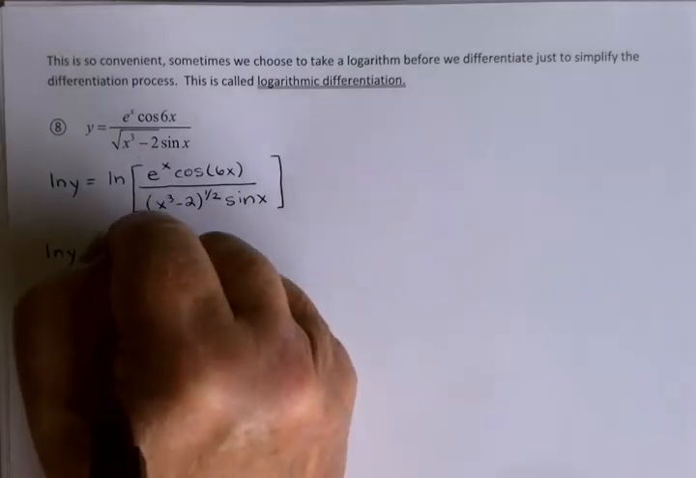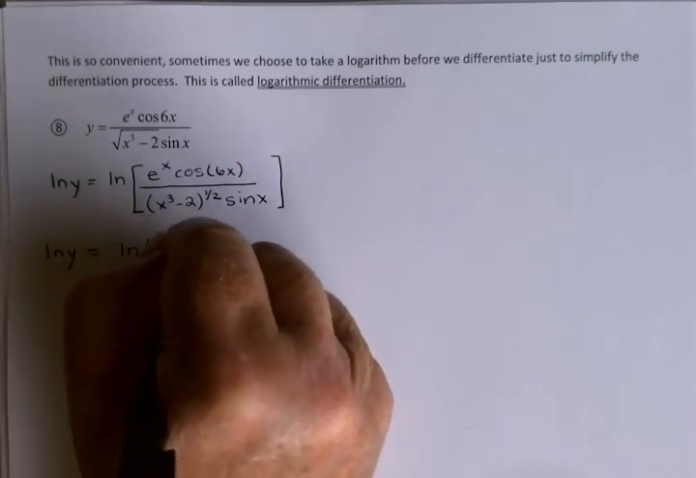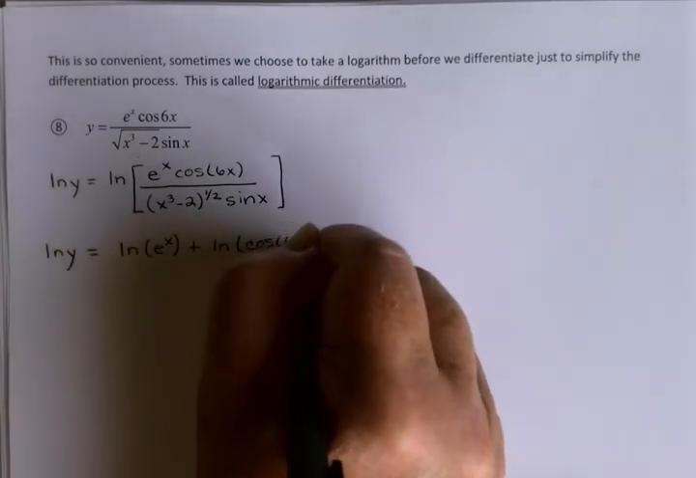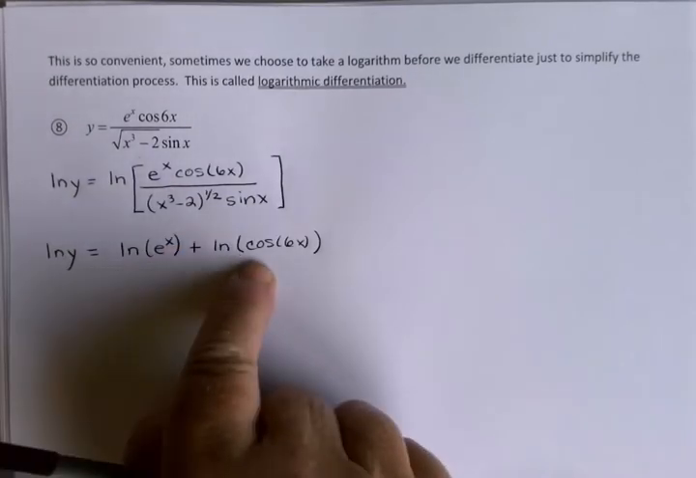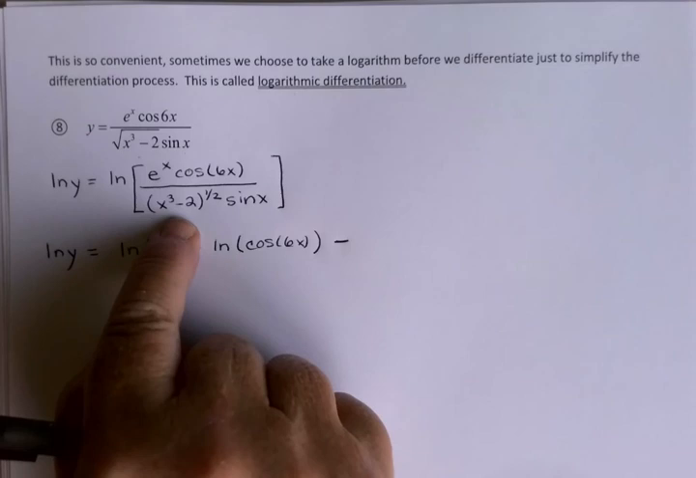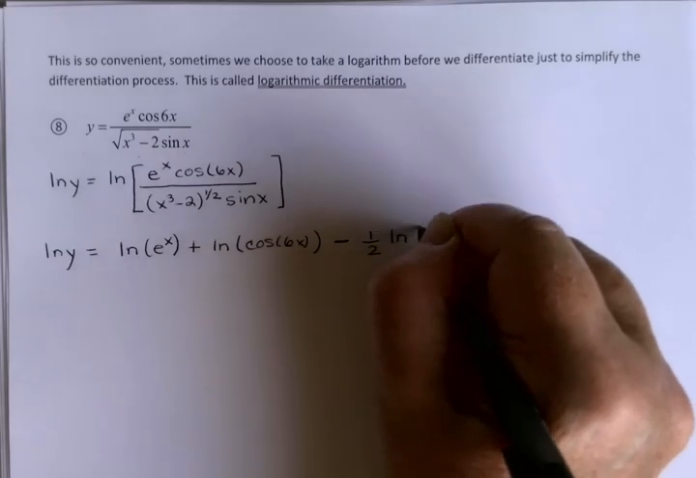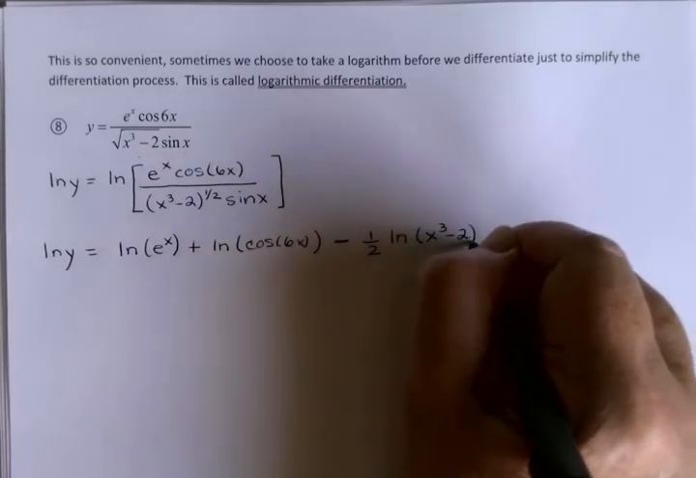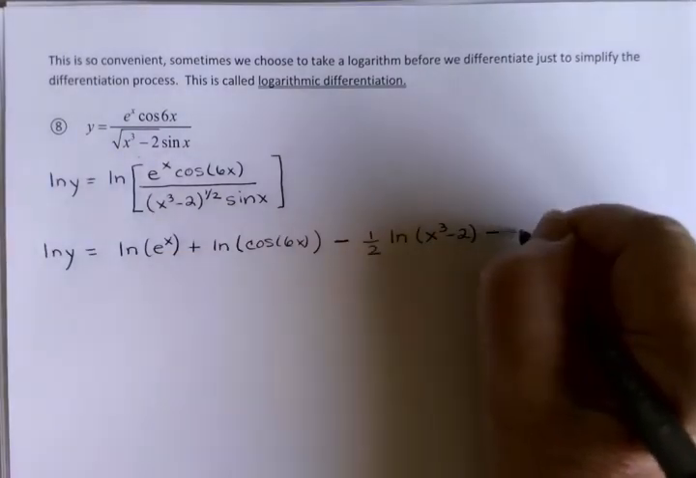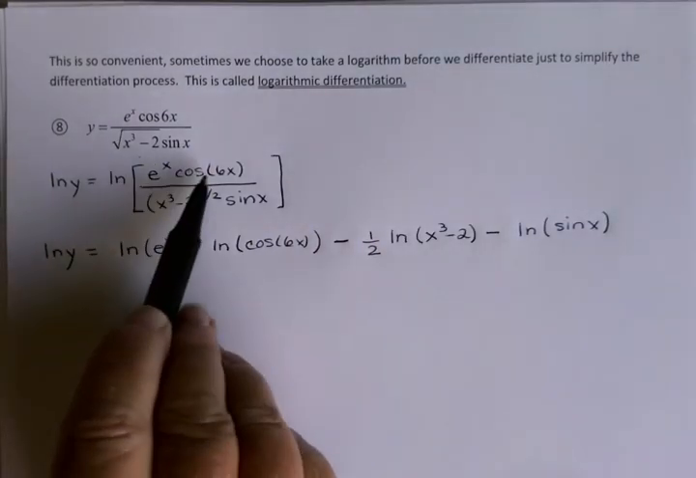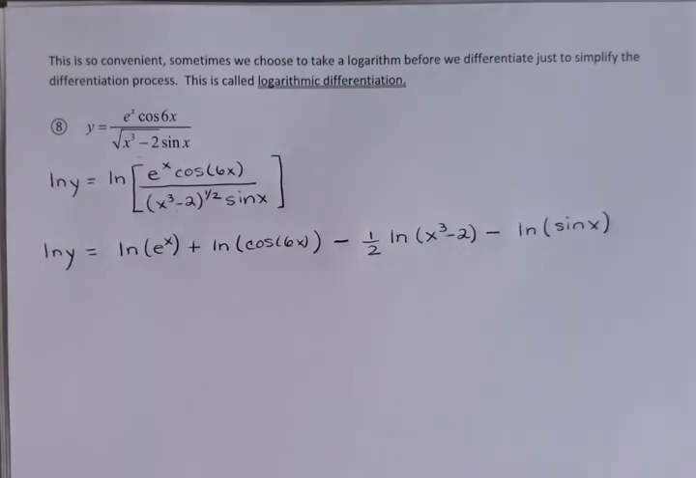I would have the natural log of e to the x plus the natural log of cosine 6x, right? The product became a sum, minus, because this is in the denominator, I'll bring this 1/2 down, so 1/2 times the natural log of x cubed minus 2, and this is still in the denominator, so minus the natural log of sine x. Okay. So I had 1, 2, 3, 4 factors inside that big fraction. They're now 4 separate terms, making the derivative much easier to do.